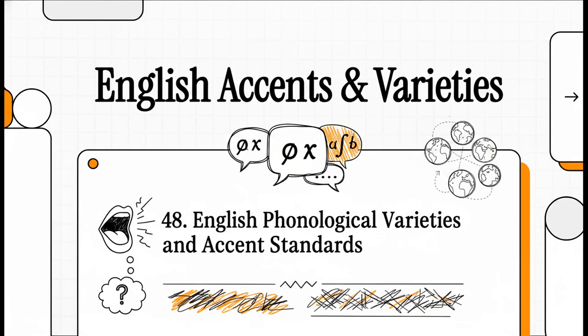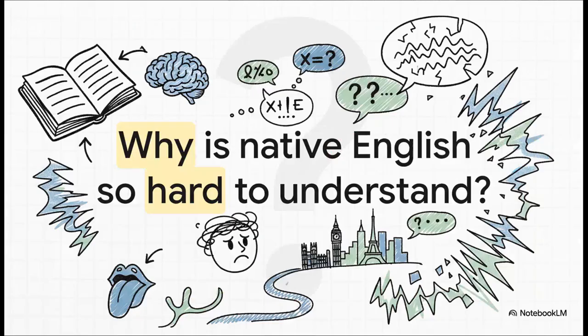Welcome to the Explainer. Today we're unpacking topic 48, English phonological varieties and accent standards. Basically, we're taking a fascinating look right under the hood of English pronunciation. So, picture this. You've spent years studying the rules. You've totally mastered the vocabulary.